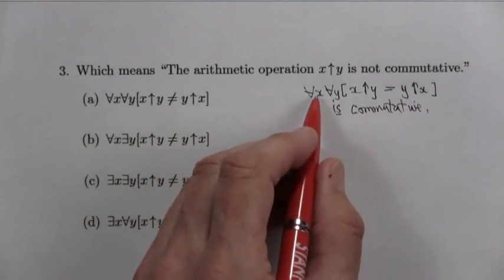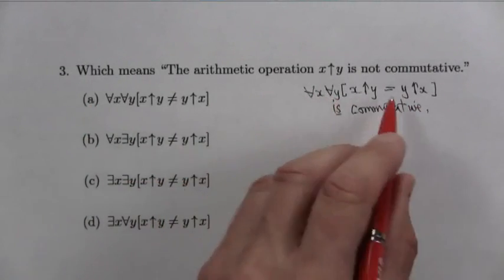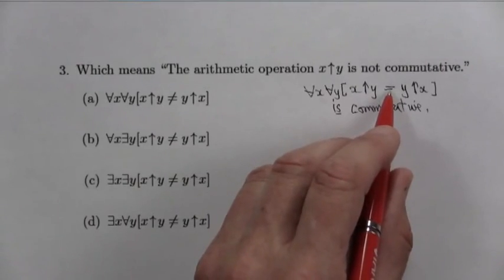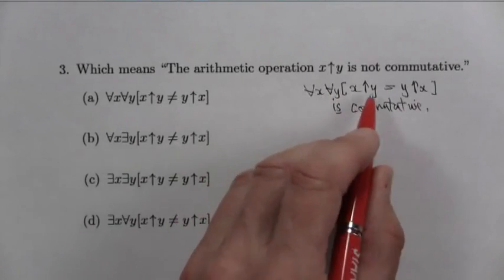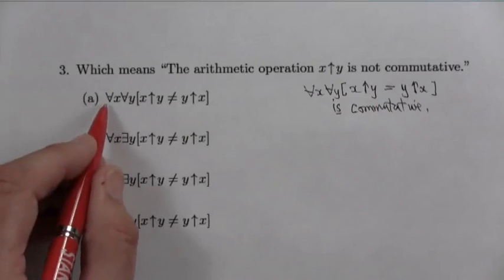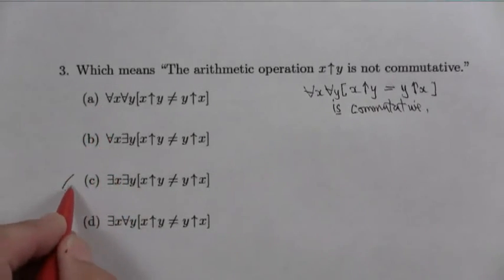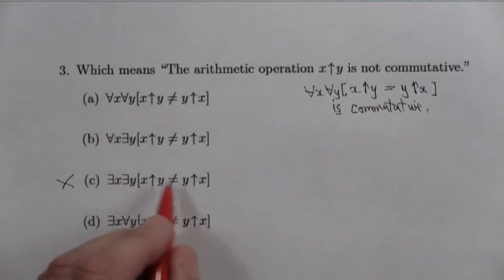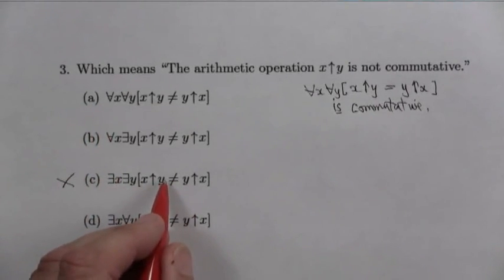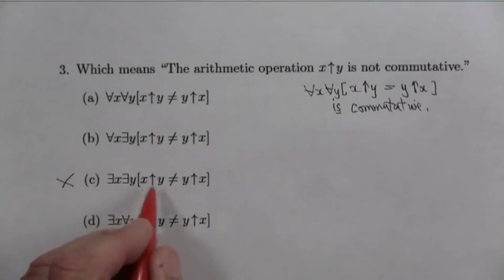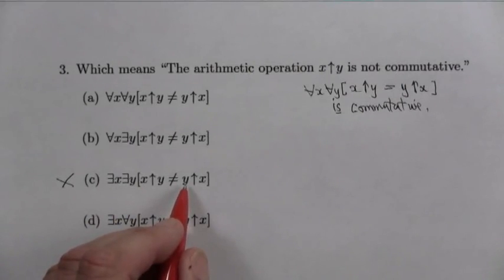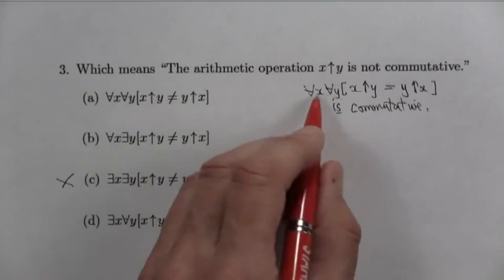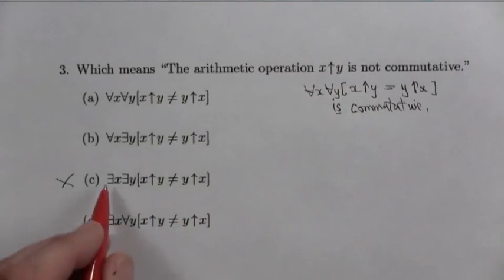And so to say that it's not commutative is to say that there are a pair of numbers x and y for which that's not the case. All we need to show that it's not commutative is to find a single pair of numbers x and y for which we don't have equality. So which one of them does it? It's C. That says there is an x and there is a y for which we get inequality. One single pair of numbers will give you non-commutativity, because commutativity requires that you have equality for all of them.